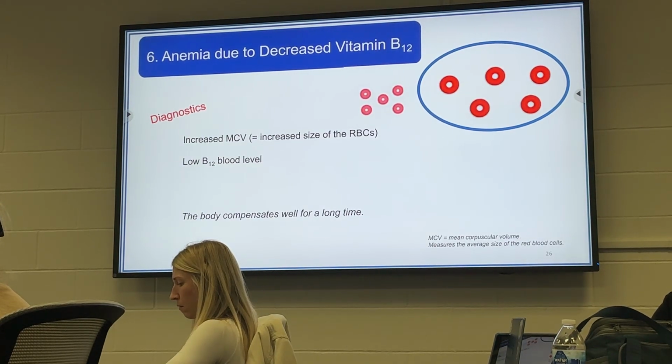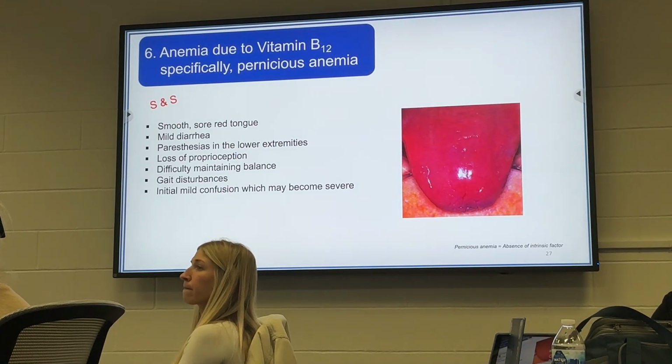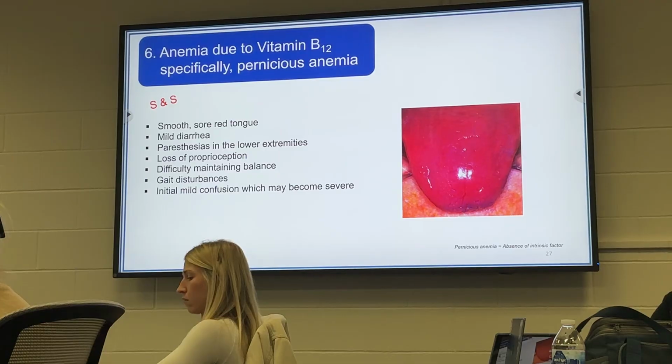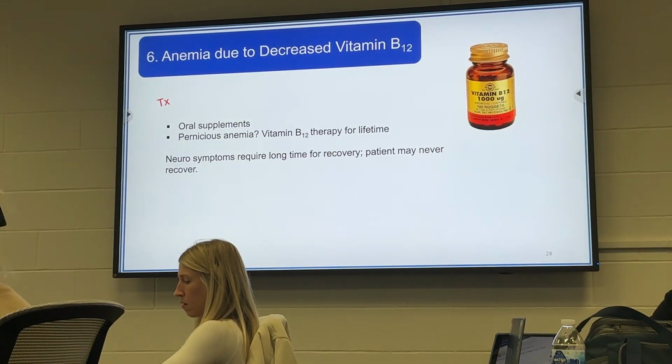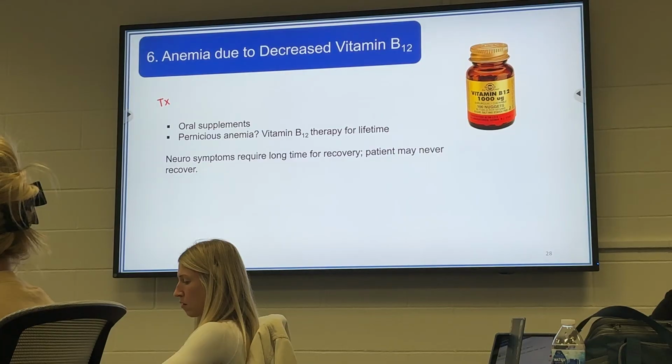Low B12 levels, your body compensates for a long time. Again, the smooth red tongue, the neuro issues, oral supplements of B12.